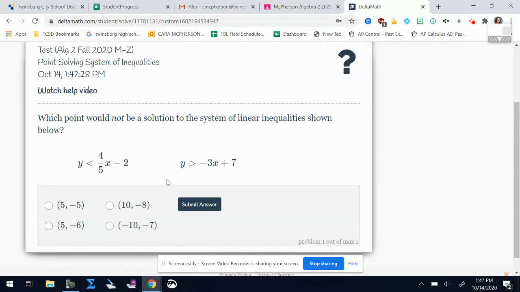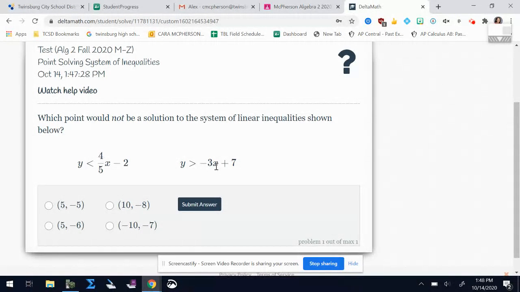So to do this, a lot of this is just kind of plug and chug. So you're plugging in and seeing if I plug in 5 for x and negative 5 for y, does it make both statements true? And we're looking for the one that doesn't make it true. So we'll start with 5. If I put 5 in here, 4/5 times 5 is 4, minus 2 is negative 6. So this is saying, is negative 5 less than negative 6? Well, I think I already found the one that's not true. I'm going to try it in the other one as well, just to make sure.